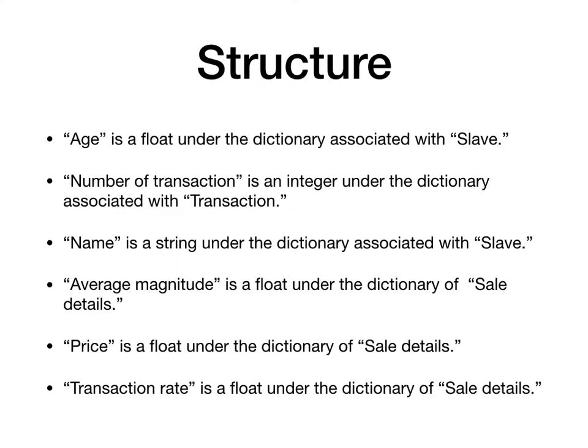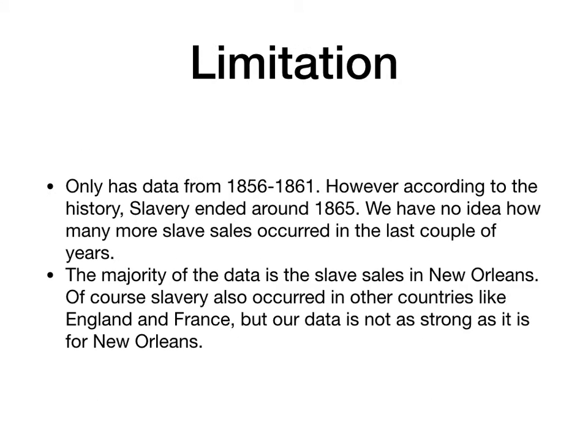Average magnitude is a float under the dictionary of sale details. Price is a float under the dictionary of sale details. Transaction rate is a float under the dictionary of sale details as well.